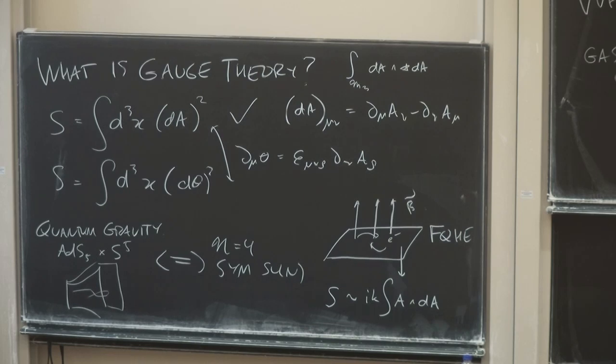So, let's start with the simplest global symmetry that we can have, all right? So I want you to imagine your favorite quantum field theory with a U(1) global symmetry.